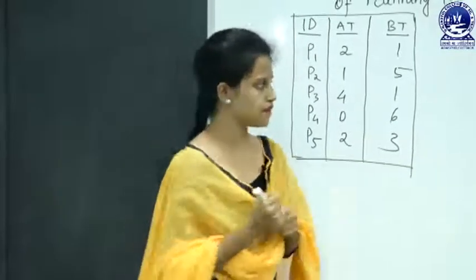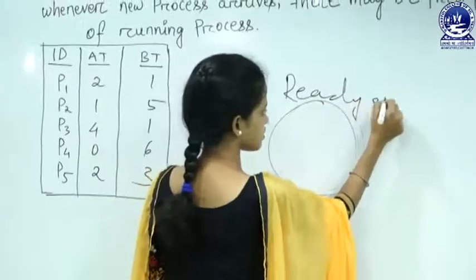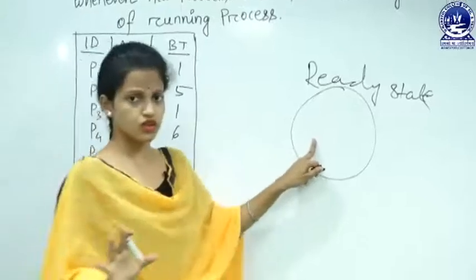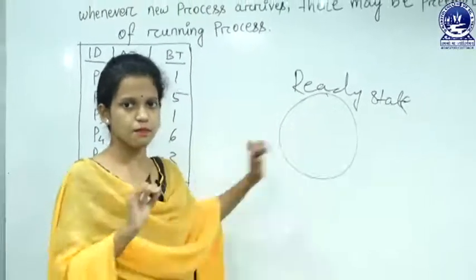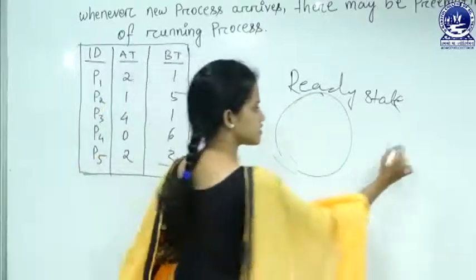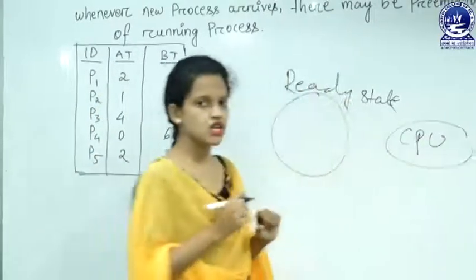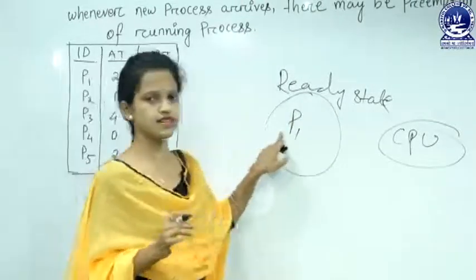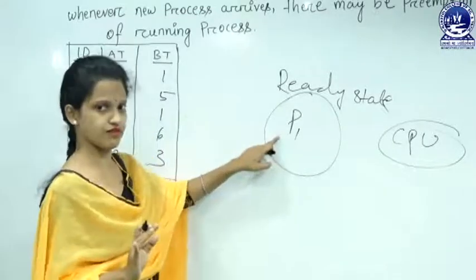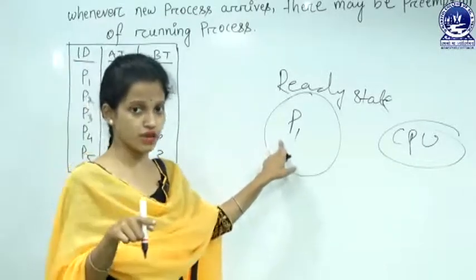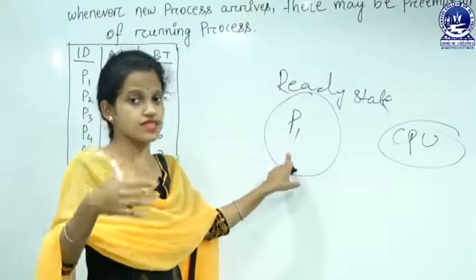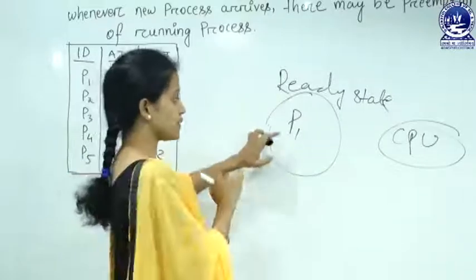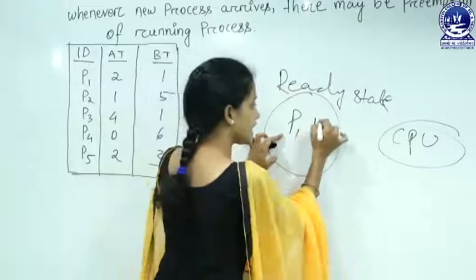Let me give an example. Suppose this is the ready state, and till now no process is there. The ready state is blank, the main memory is blank, and this is our CPU. Suppose P1 arrives at the ready state first, at 0 milliseconds, and the burst time, that is the CPU time, is how long a process executes in the CPU. Assume P1 has a burst time of 10 milliseconds.